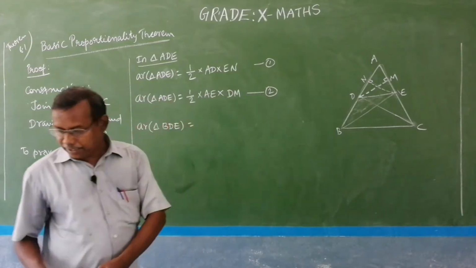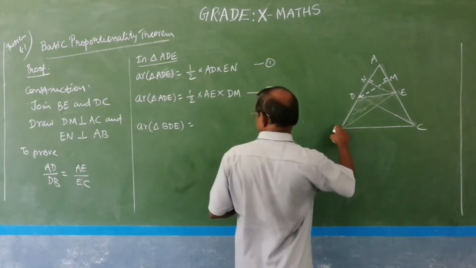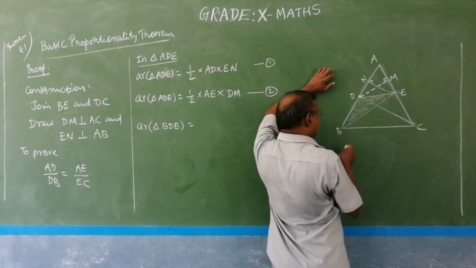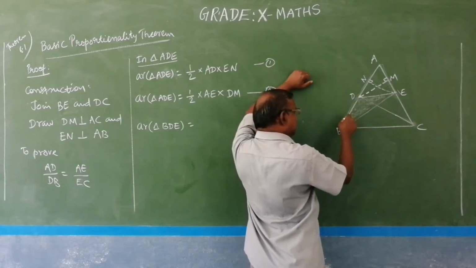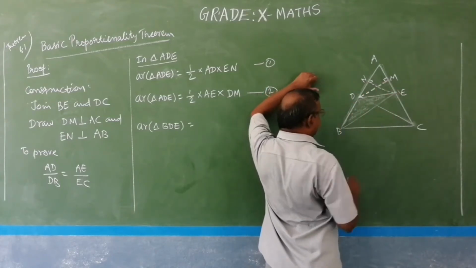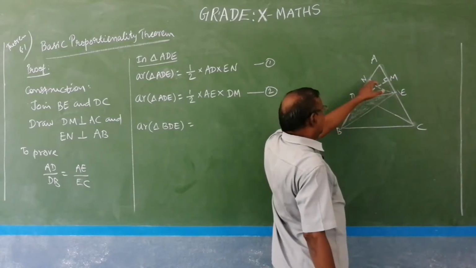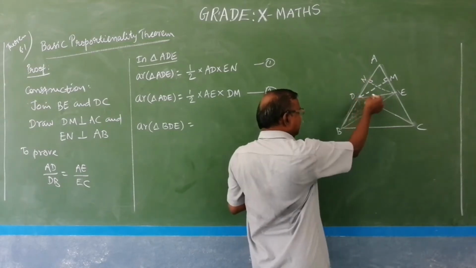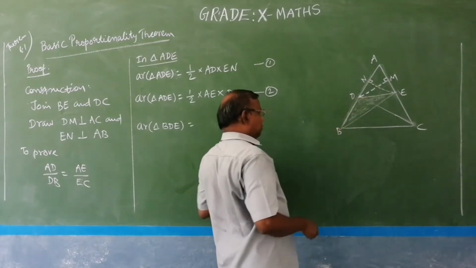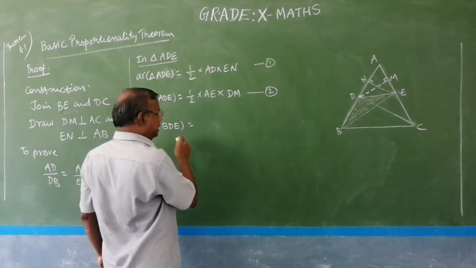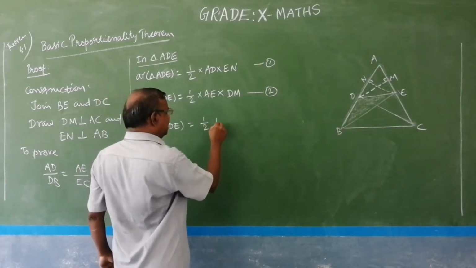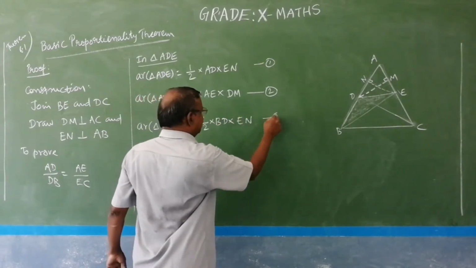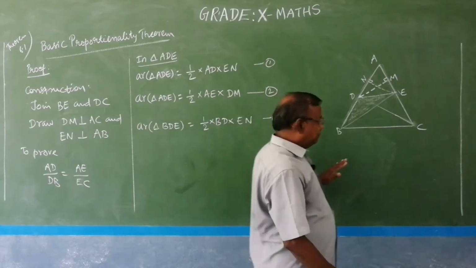See, in triangle BDE, which I have shaded here, if I take BD as base, EN must be the height, because BD produced to A, and EN is the altitude for the entire line, the perpendicular line. So EN is perpendicular to BD also. Therefore area of triangle BDE equals half into base BD into height EN. Say this is 3.